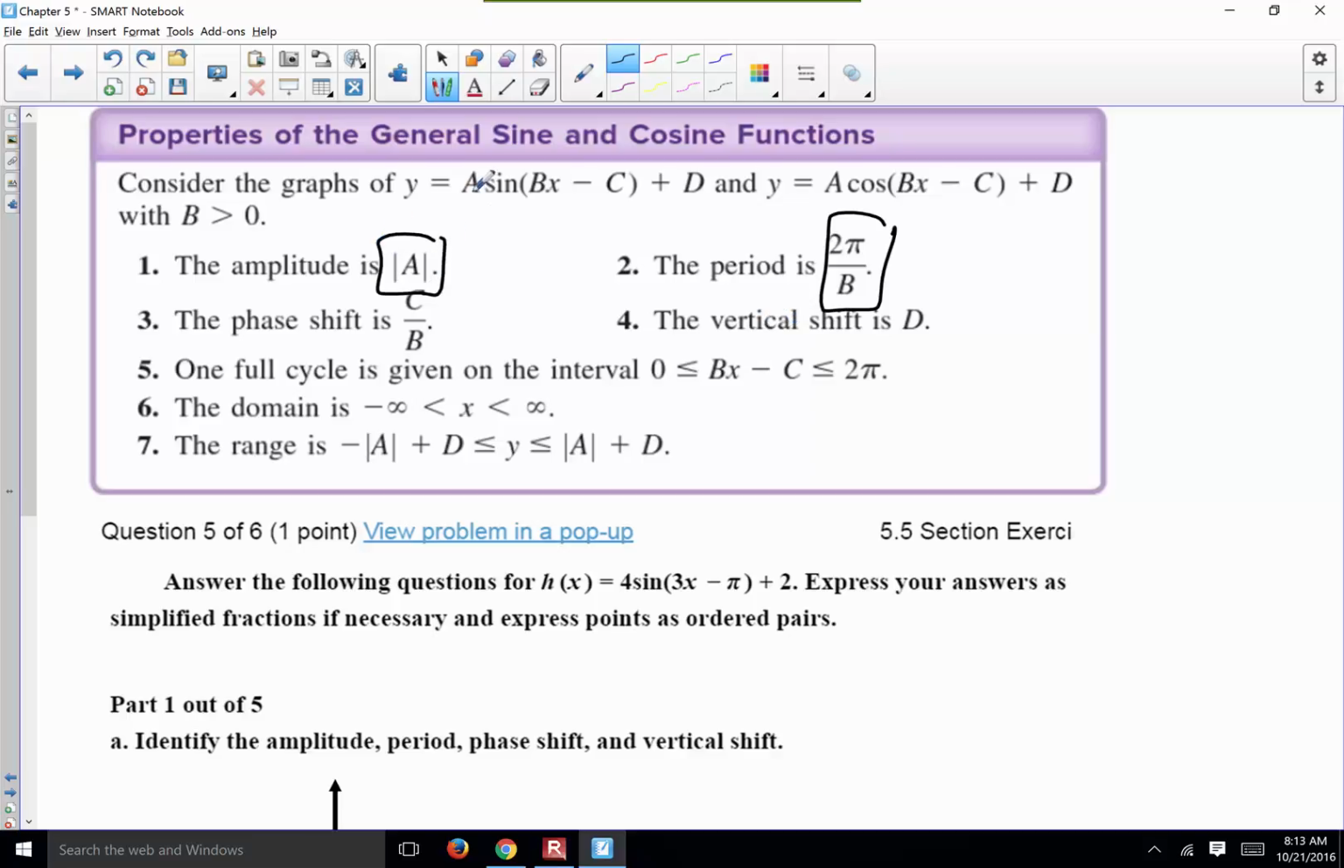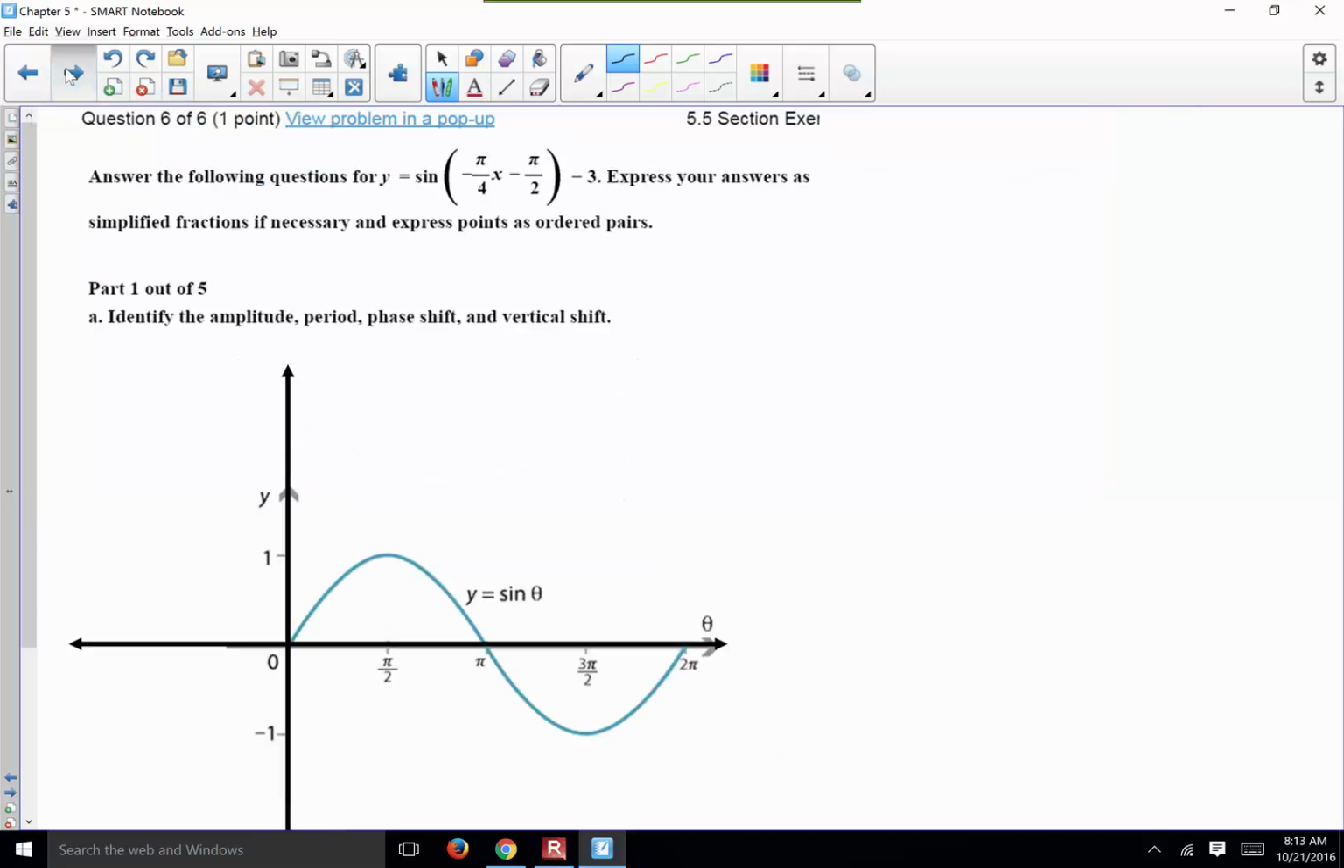Amplitude is the number in front, which is 3. Phase shift, we don't have any C in the question, so there is no phase shift. 0 phase shift. We didn't shift anything. Again, I'm using this fact from the previous class to get the amplitude, phase shift, period, etc.